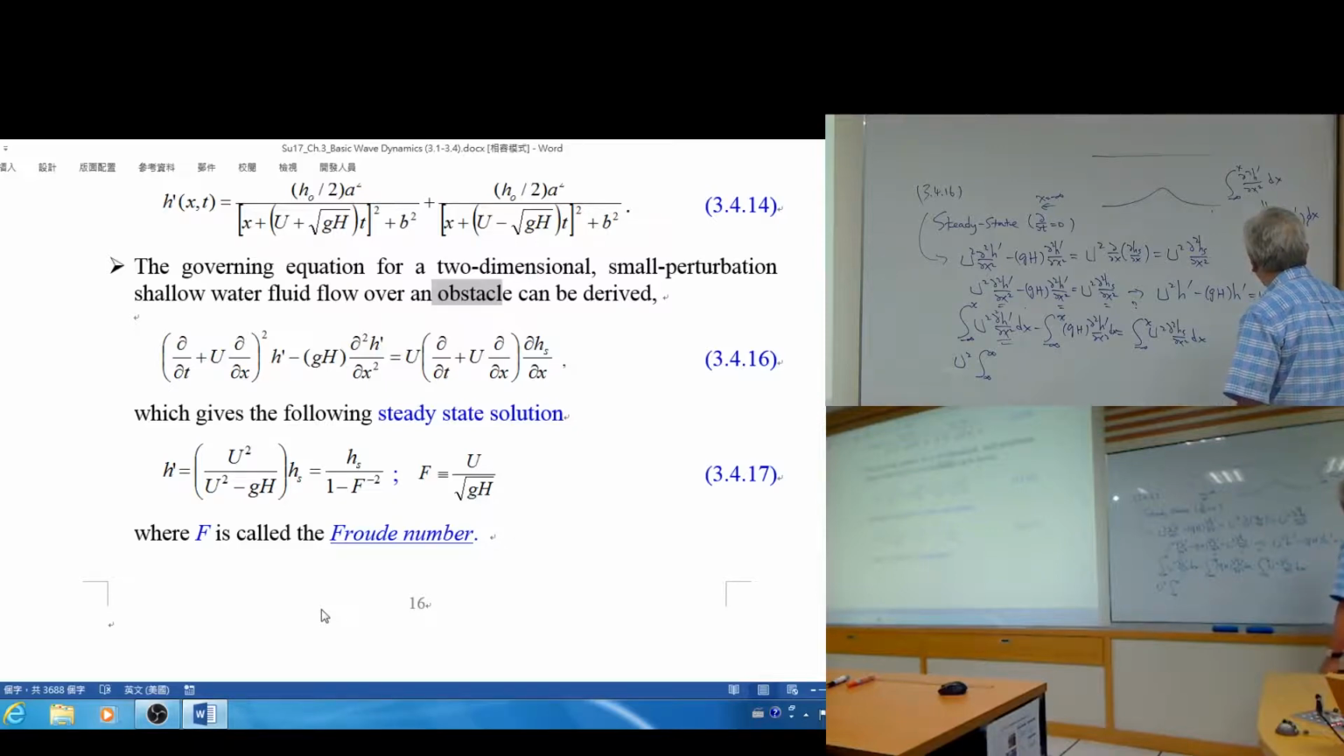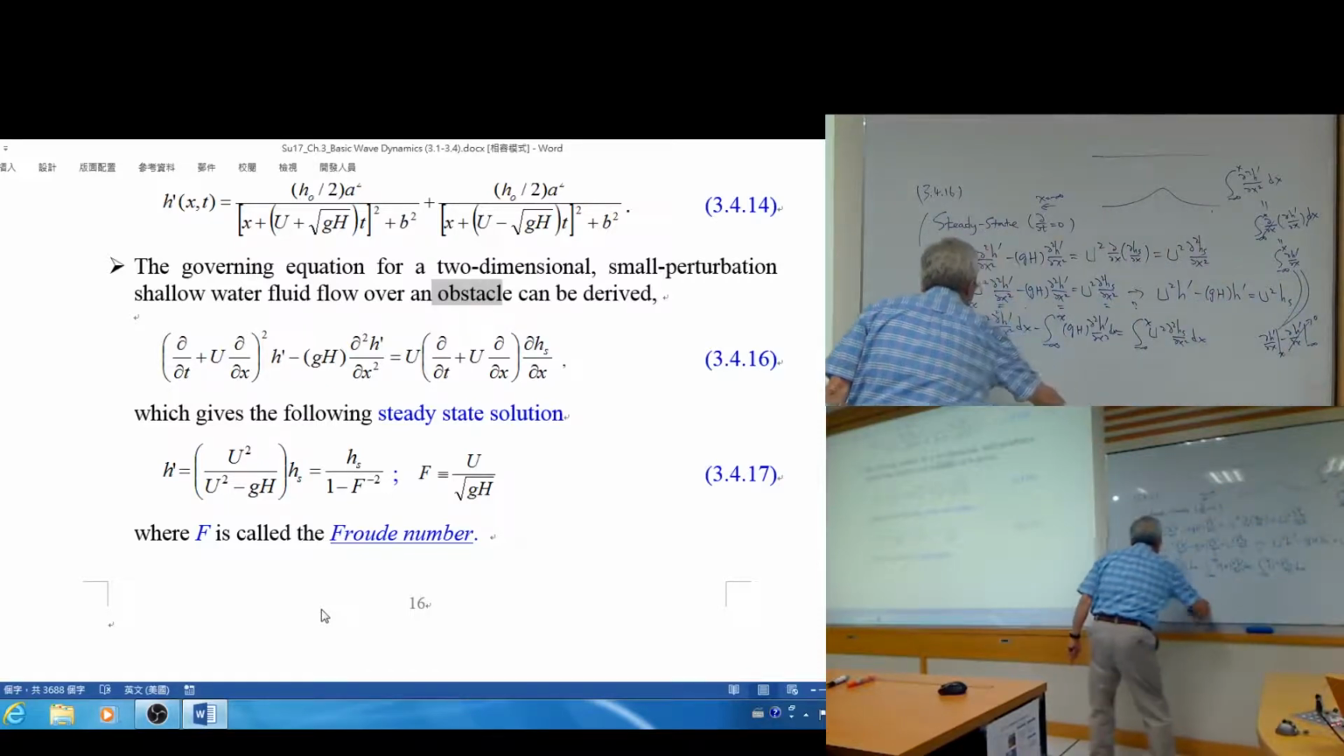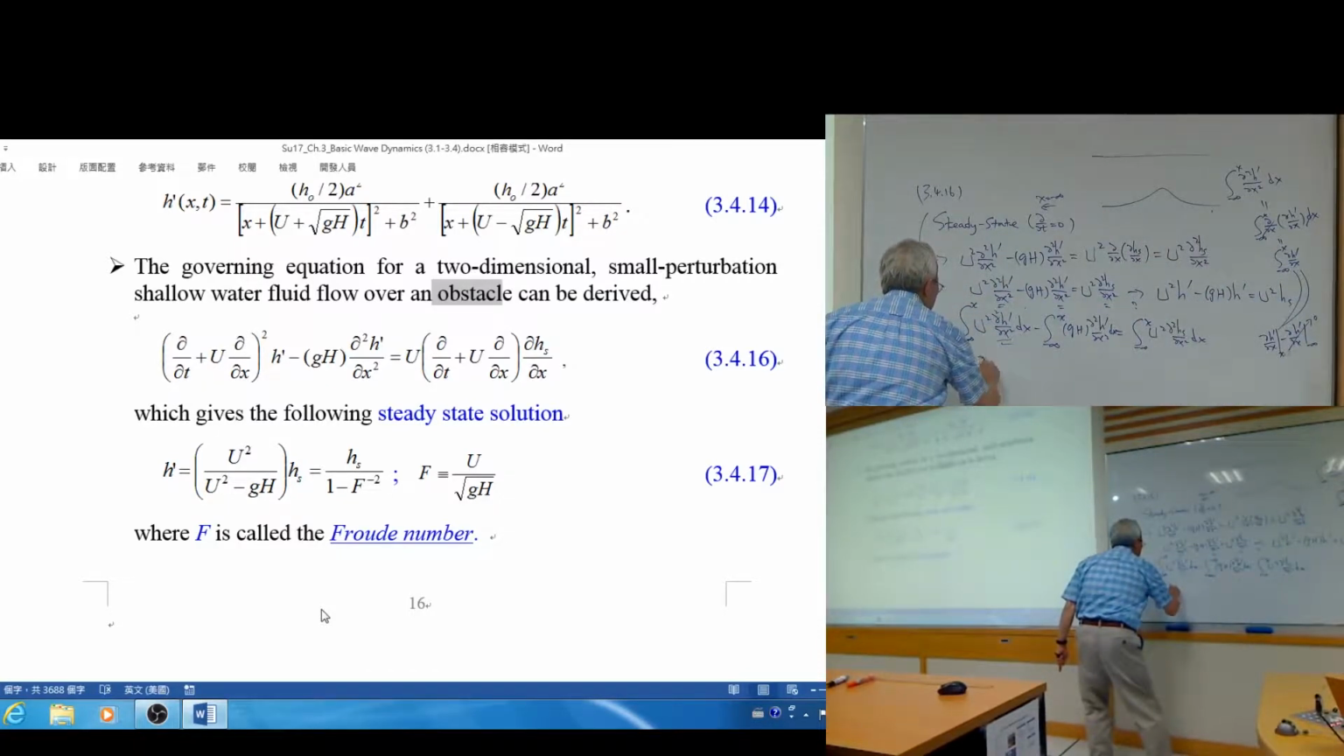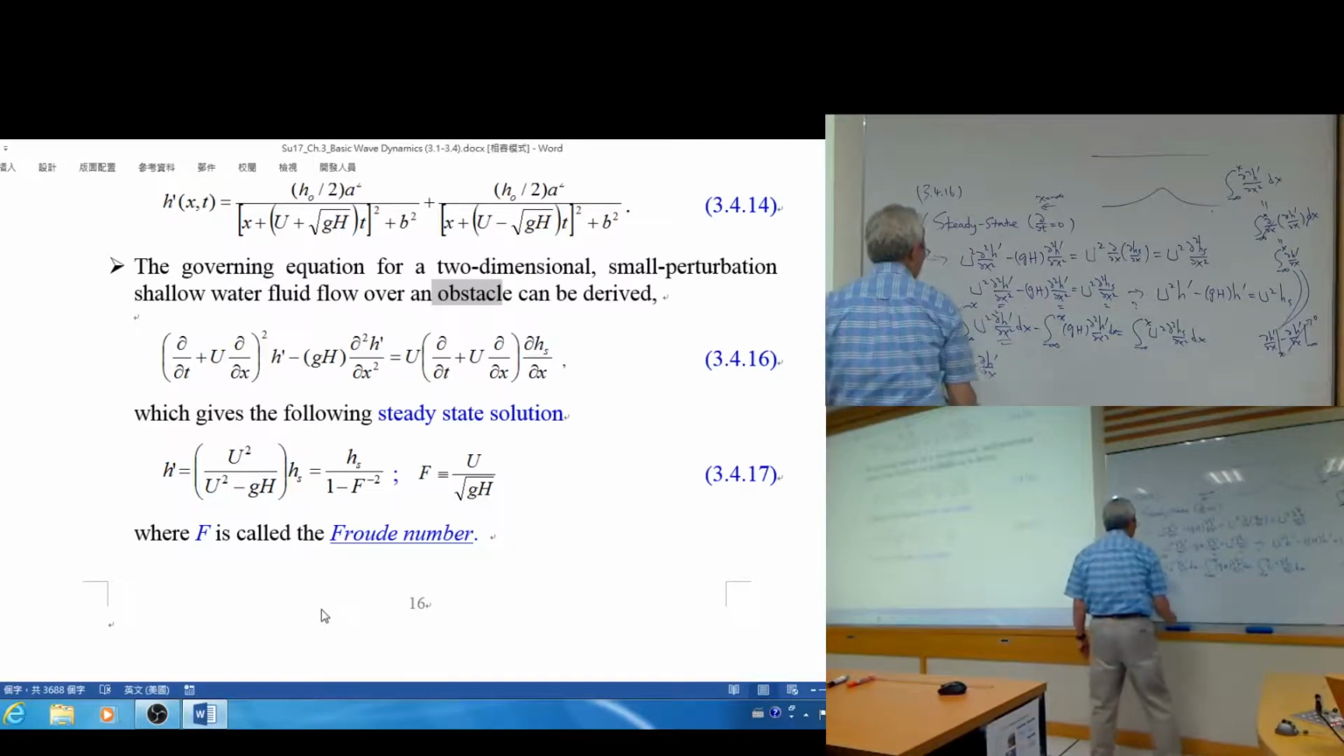This means dh prime/dx at x, and then minus dh prime/dx at x equals negative infinity. So if you assume at infinity there's no terrain, then this term will be gone. So then this will reduce to the h prime/dx, the first term.